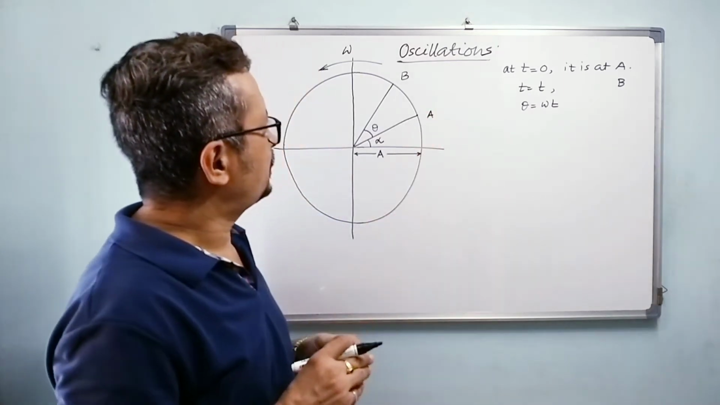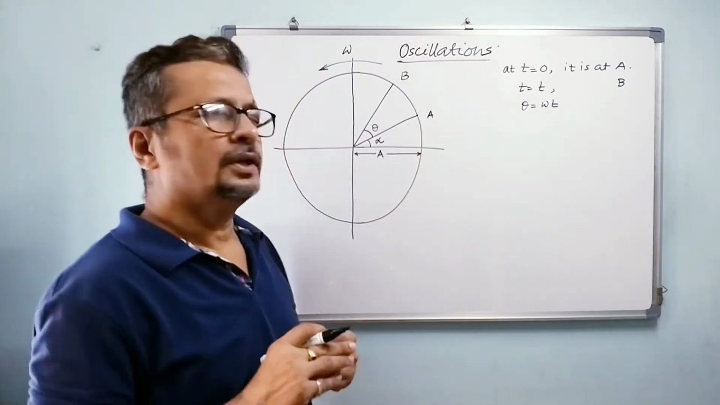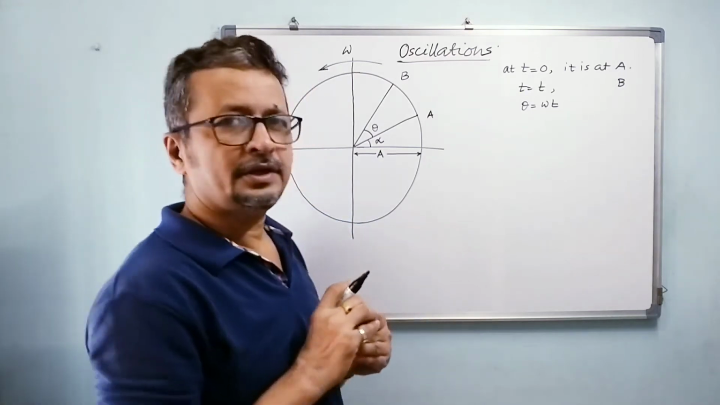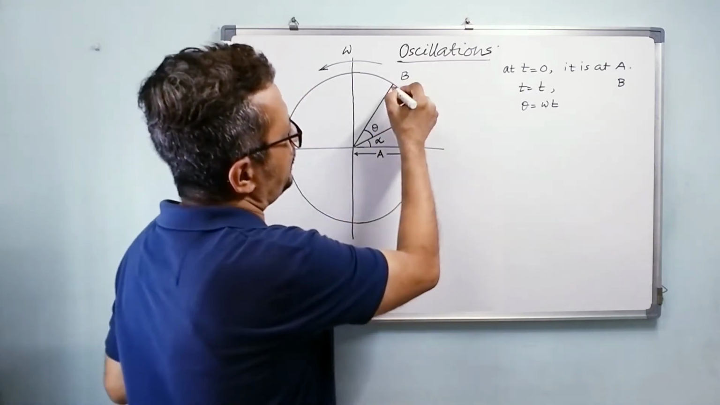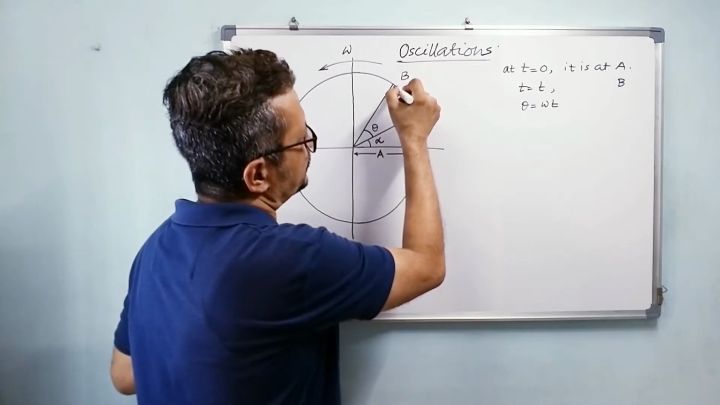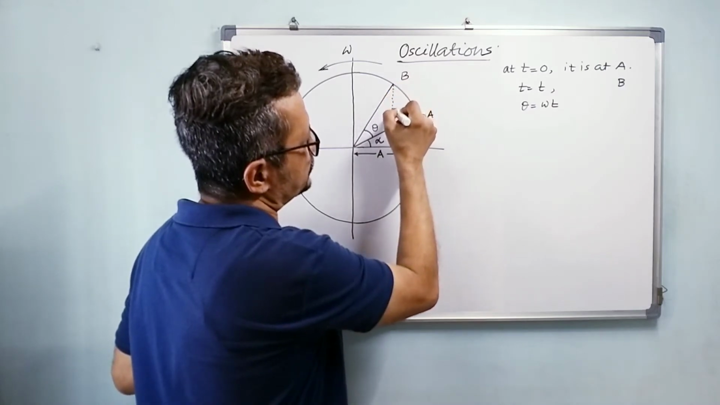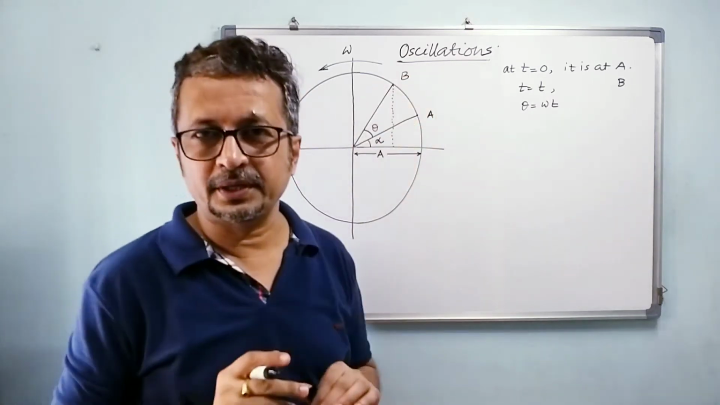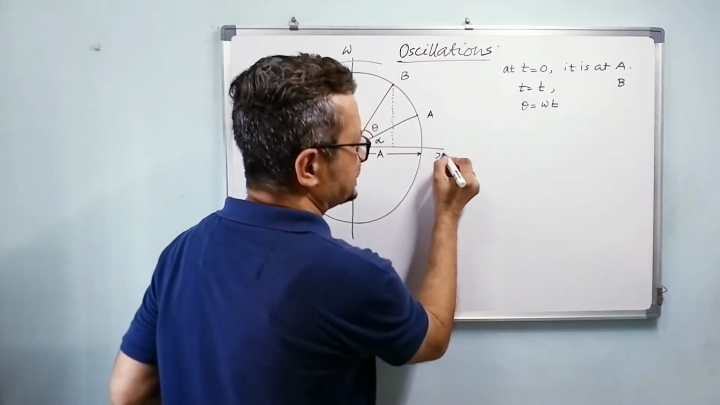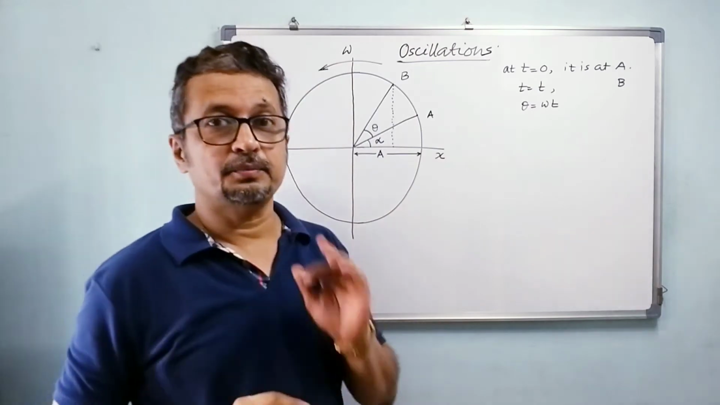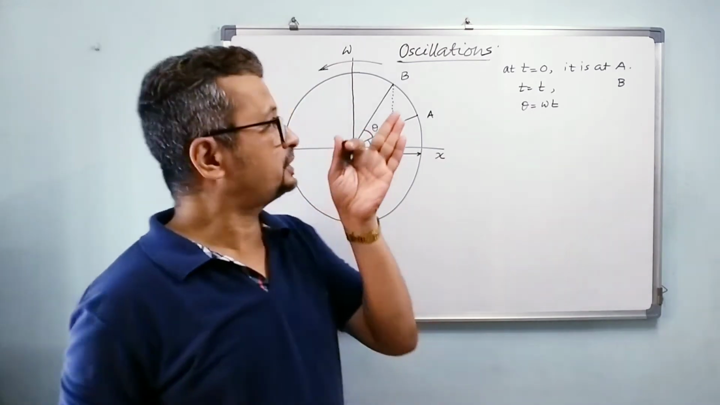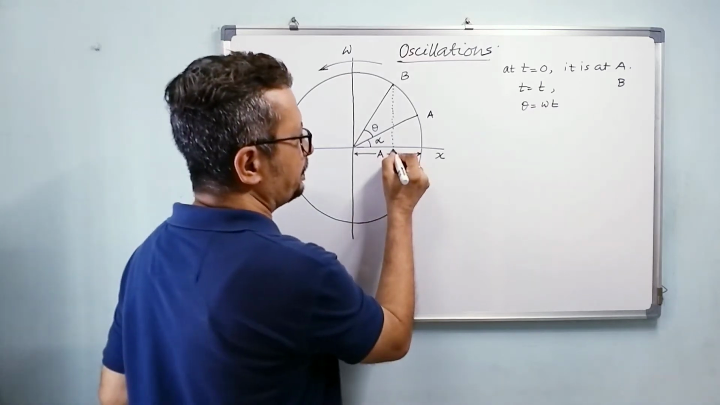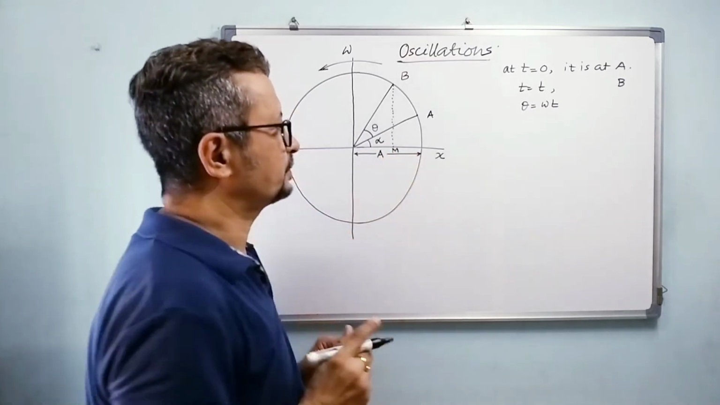Yes, I can say that, because my angular velocity is angular displacement upon time, right? All right, now what I'm going to do here is draw a projection of this point B on my x-axis. Projection of point B on the x-axis. I'll call it M, capital M here.